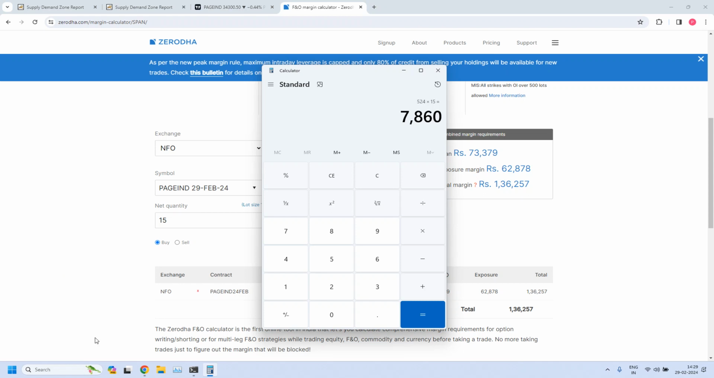And what is the ROI? Into 100 divided by 1,36,257. This is an approximate value. A little higher or a little lower will be there, approximately okay. We got a rough value. We got 5.768, that means 5.8% rounded. We got 5.8% ROI.